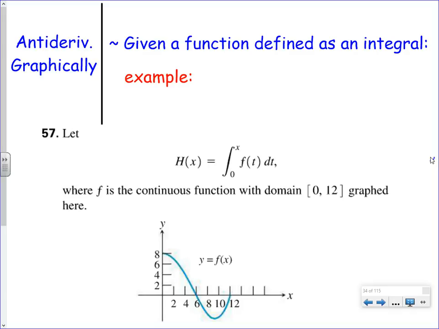Now, this is where the AP loves to test you. Now, we are in BC, so it doesn't necessarily mean this is going to be one of the AB/BC FRQs, because we're only getting 3 that are AB-ish. The rest of our 3 are BC-ish, which means having to do a series or parametric or polar.